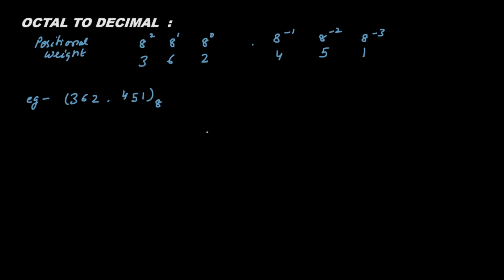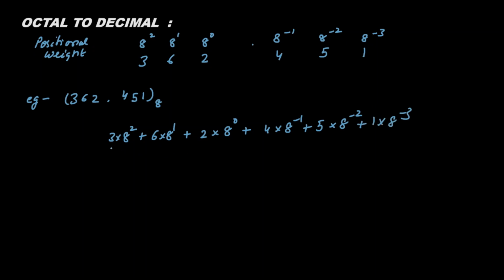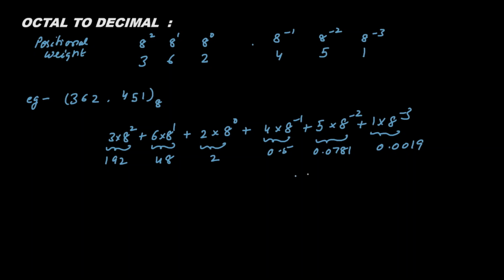Now we will write it like this. 2 into 8 to the power 0 positional weight plus 6 into 8 to the power 1 plus 3 into 8 to the power 2. Here 4 into 8 to the power minus 1 plus 5 into 8 to the power minus 2 plus 1 into 8 to the power minus 3. If we solve these, this one will be 192, this is 48, this is 2, then this is 0.5, this one is 0.0781. And this one is 0.0019.